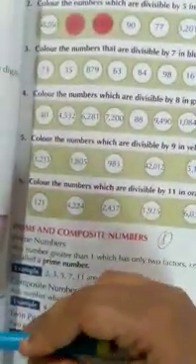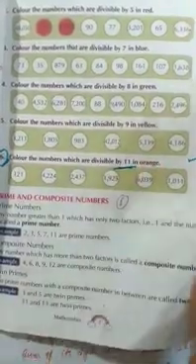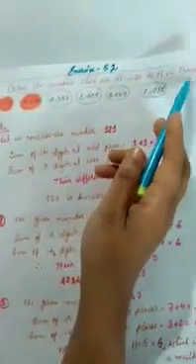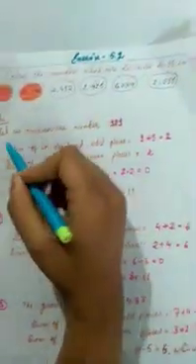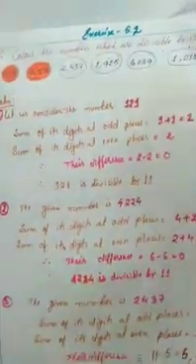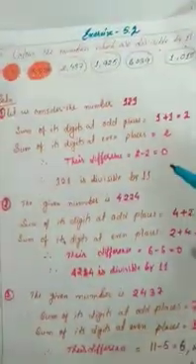So children, in our exercise 5.2 we have done up to question number 5, and today we have to do question 6, as it is about divisibility by 11. Today we have discussed divisibility by 11. Let's see. The question says to color the numbers which are divisible by 11 in orange. First we will see whether the numbers are divisible or not, then we will put the color. Fine, children. So let's see.